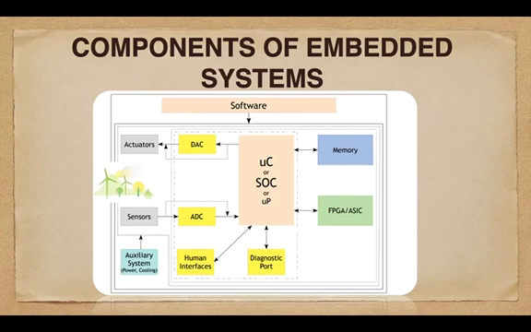So what are the components of an embedded system? As we can see here, an embedded system can have an SoC chip or a microprocessor, software, actuators, DAC, memories, FPGA or ASIC, diagnostic ports, ADC, which are analog to digital converters, sensors, auxiliary systems, which can be power and cooling, and also human interface.